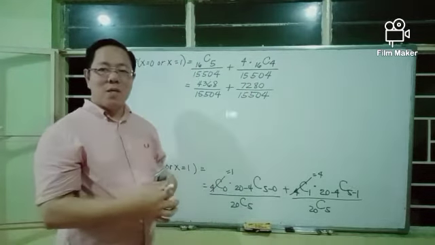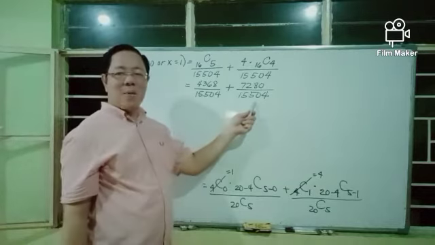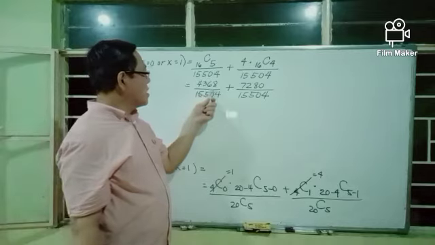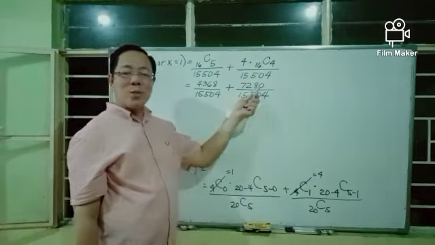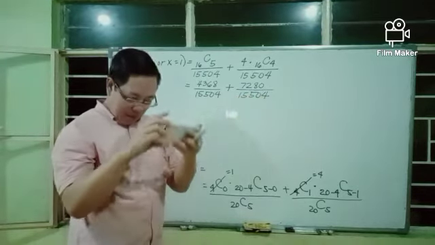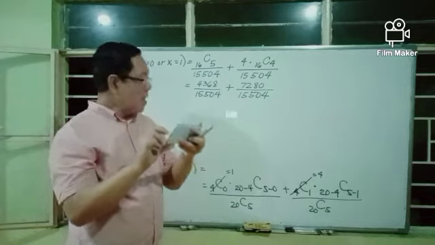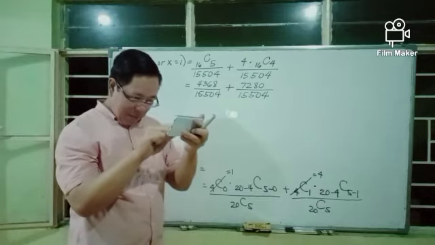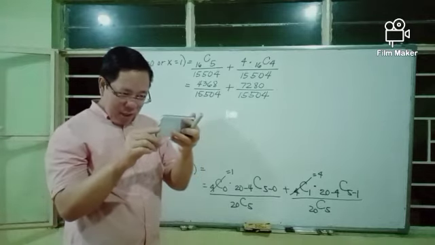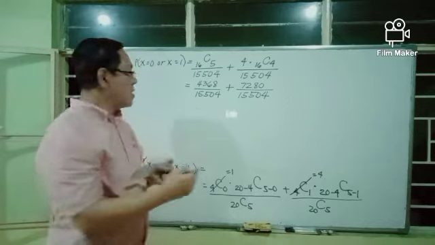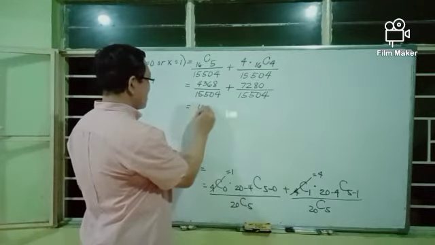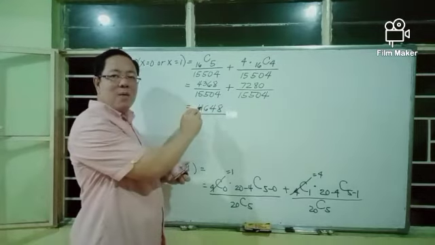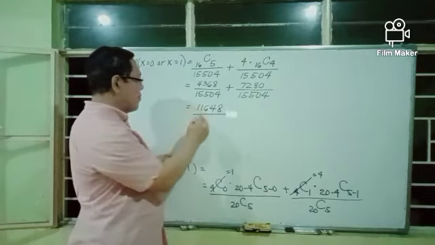And we have the common denominator of 15,504, so we can add the numerators: 4,368 plus 7,280, or 7,280 plus 4,368. And you should get 11,648, divided by the common denominator 15,504.